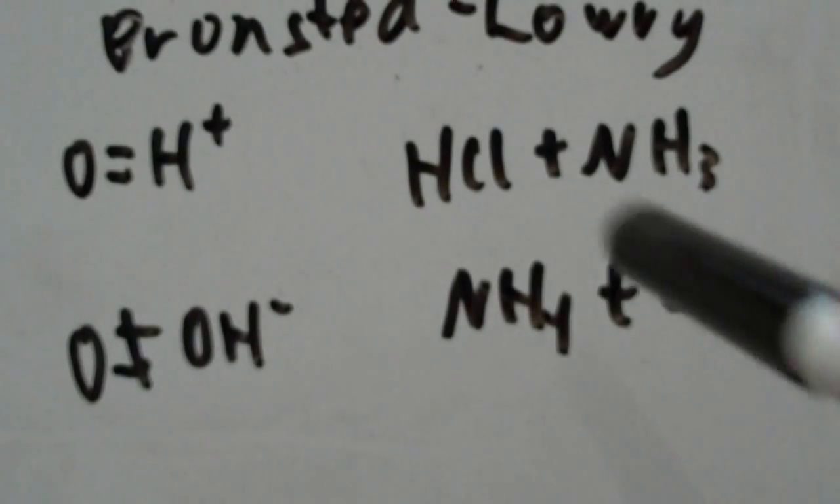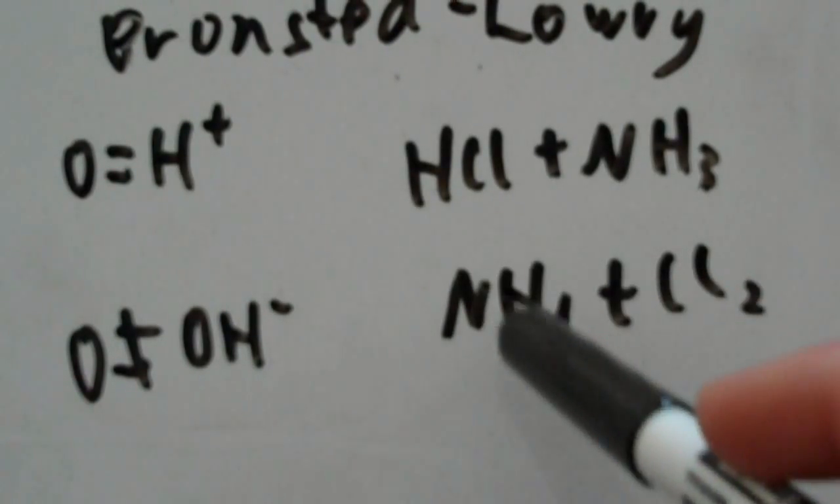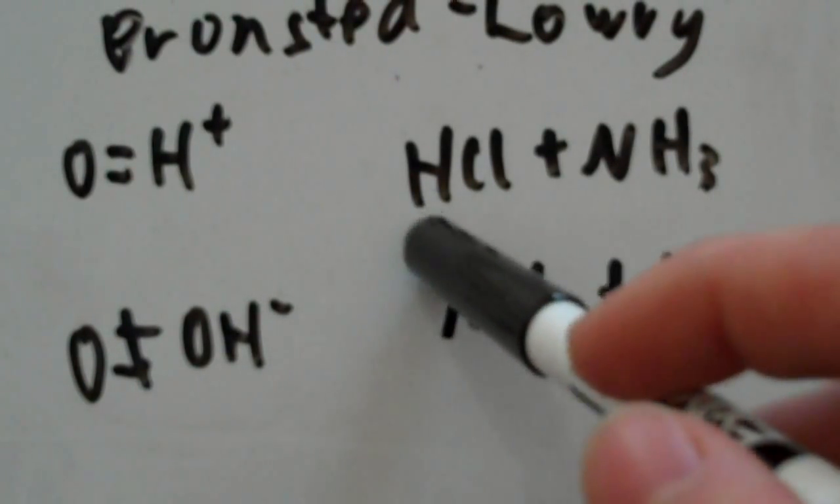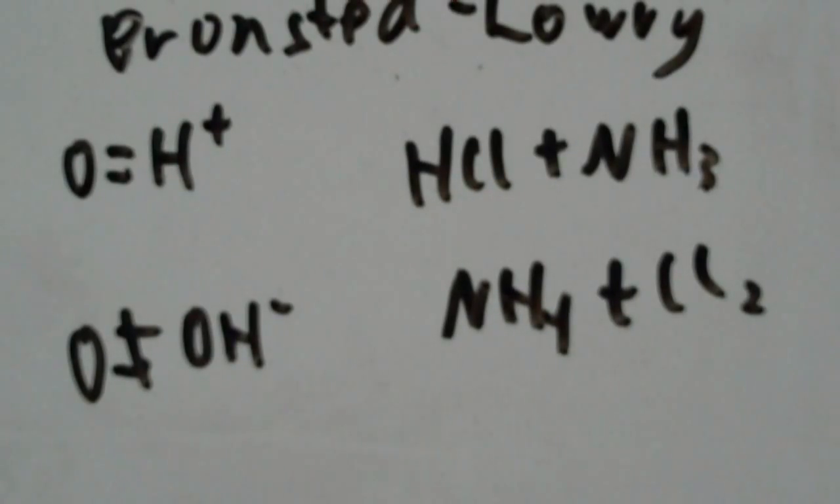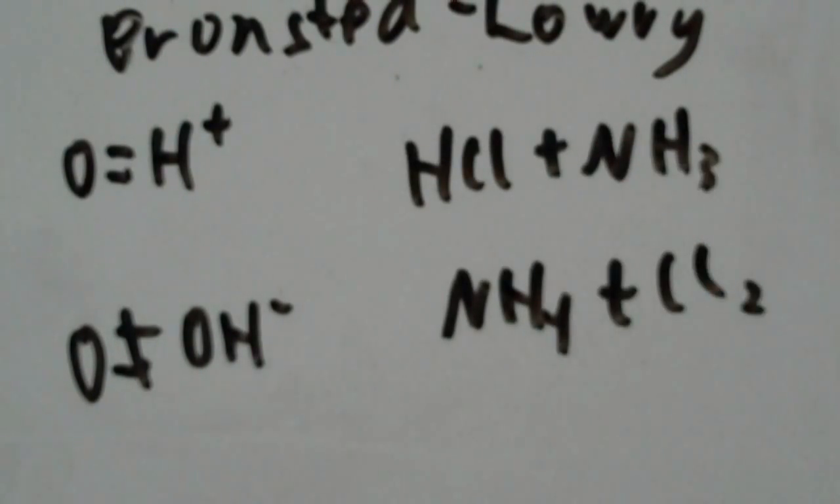Now, according to both Arrhenius and Bronsted-Lowry, HCl is an acid because it's donating the hydrogen ion, and it's also kind of donating the proton. So, according to both of them, it's an acid. However, according to Arrhenius, ammonia is not a base because, as you can see, there's no hydroxide ion. But according to Bronsted-Lowry, it is because, as you can see here, it's accepting the proton. So, the key thing here is that Bronsted-Lowry just has to accept a proton. It does not necessarily have to have a hydroxide ion.